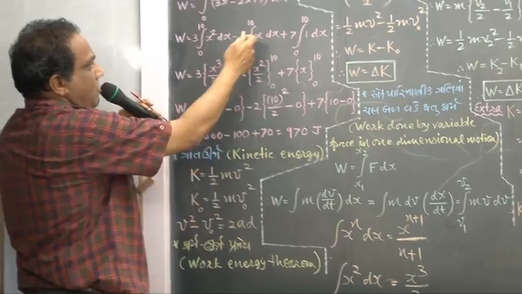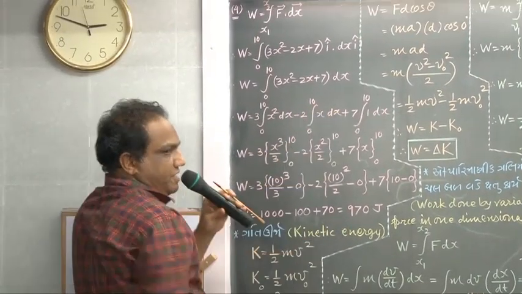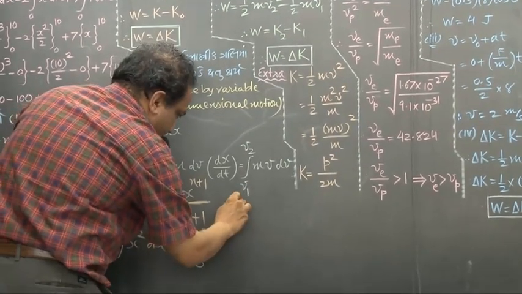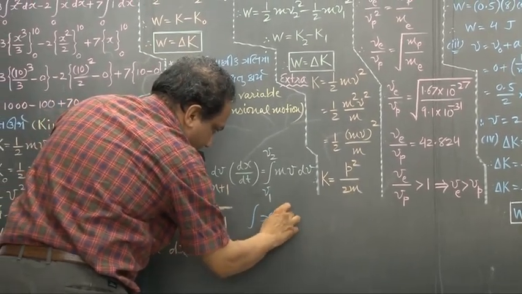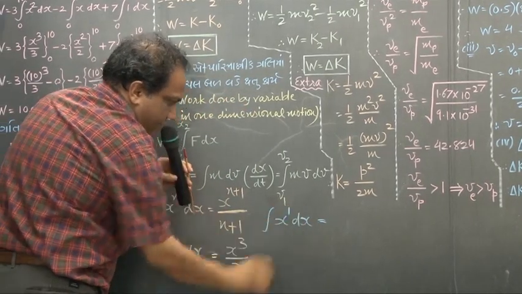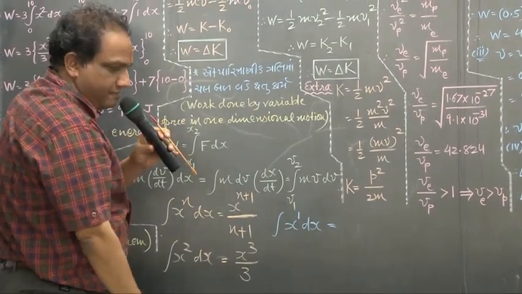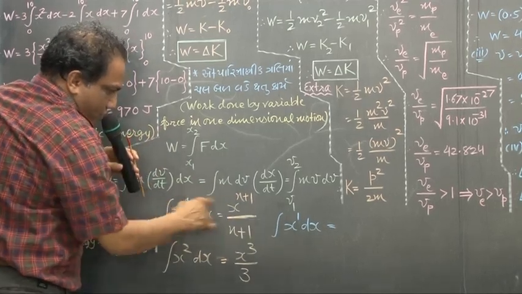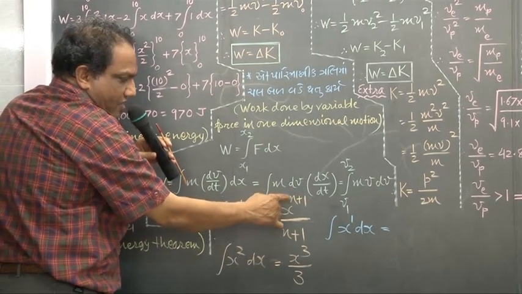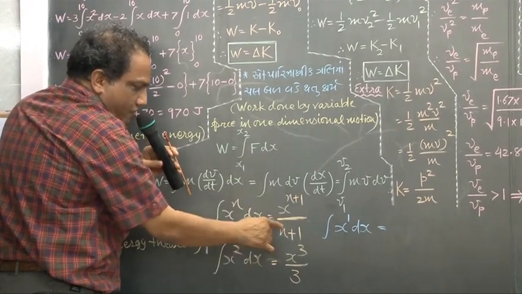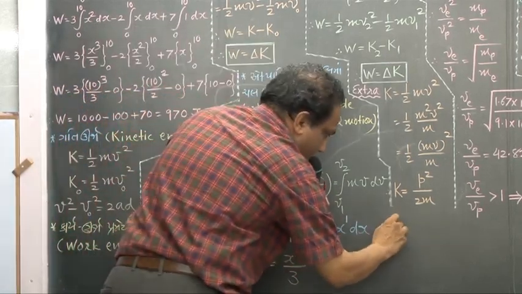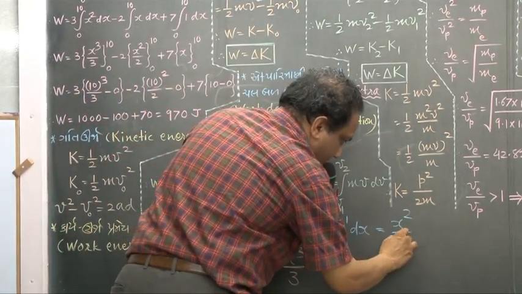Fine. I also require integration x dx. Look, x means what? x is to the power 1. Compare these two. So n is 1. Put n equal to 1 here: x raised to 1 plus 1, that is 2, upon 1 plus 1, that is 2. x square upon 2.